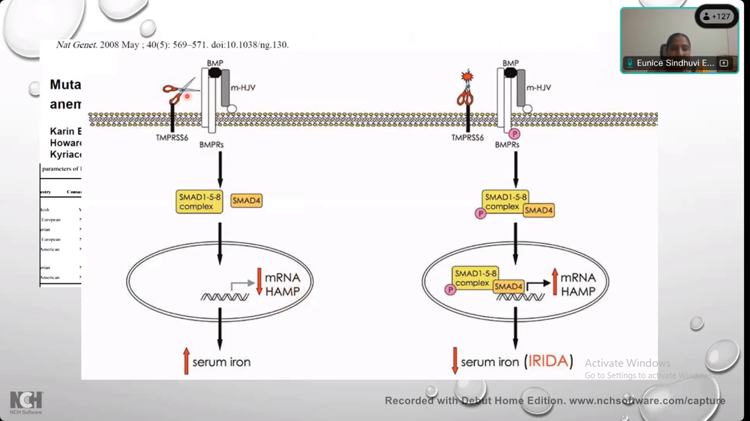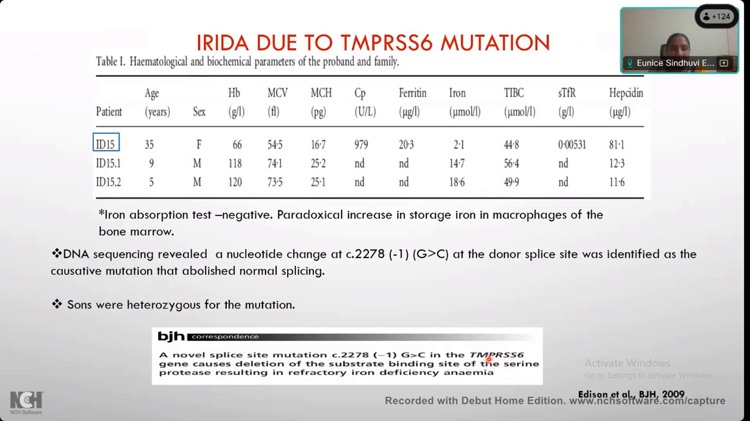So what happens is, if this hemojuvelin is cleaved, the negative regulation function is gone. So when TMPRSS6 cleaves this, there is a constant activation of this BMP complex, which leads to increased hepcidin synthesis. So increased hepcidin synthesis leads to decreased serum iron, resulting in iron refractory iron deficiency anemia.